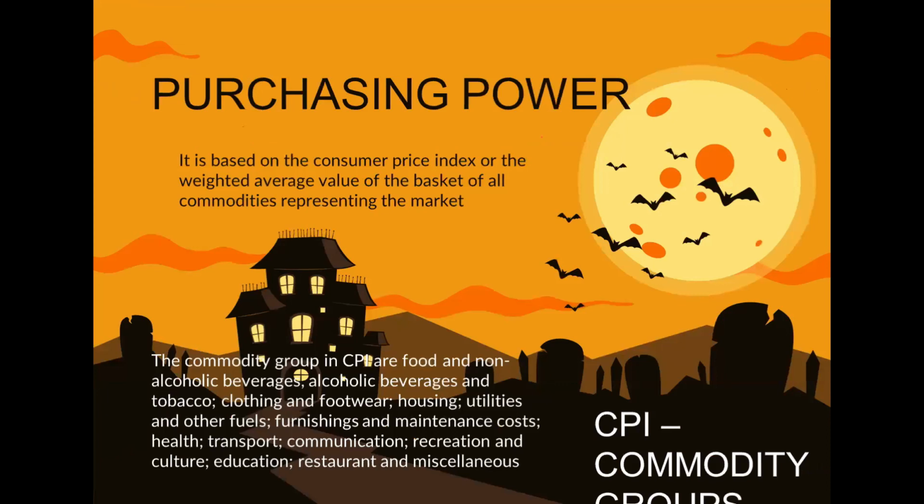Okay, so let's now talk about purchasing power. Purchasing power is based on the consumer price index, or the weighted average value of the basket of all commodities representing the market. There are different commodity groups in the CPI. Number one, we have food and non-alcoholic beverages. These are just the groupings. Then alcoholic beverages and tobacco, clothing and footwear, housing, utilities and other fuels, furnishings and maintenance costs, health and transport, communication, recreation and culture, education, and restaurant and miscellaneous.